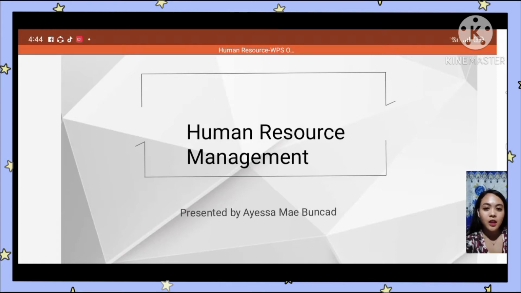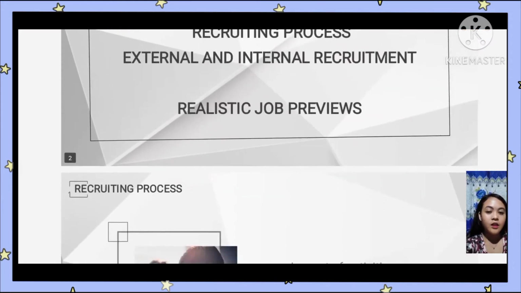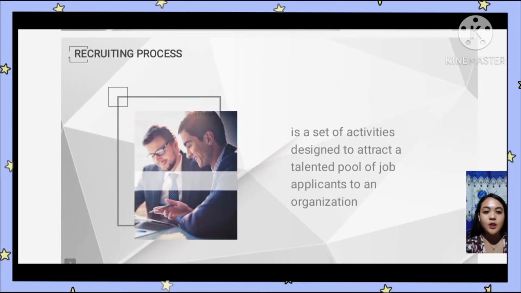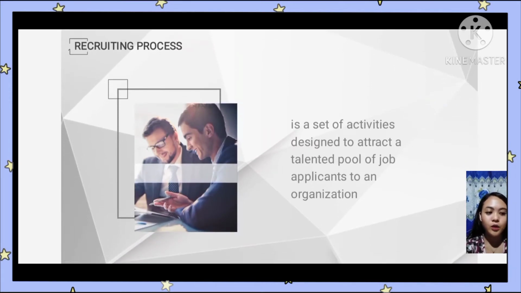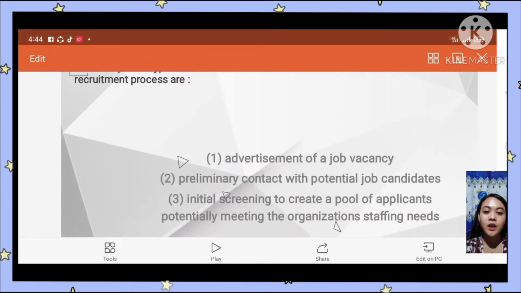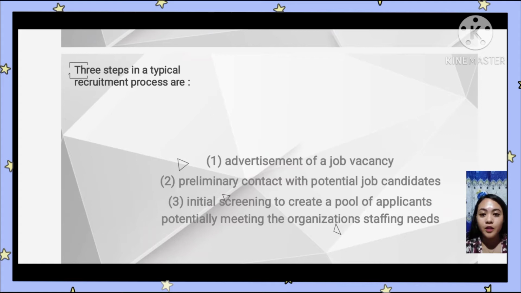My discussion is all about recruiting process and realistic job reviews. Recruiting process is a set of activities designed to attract a talented pool of job applicants to an organization. The 3 steps in a typical recruitment process are: number 1, advertisement of a job vacancy.